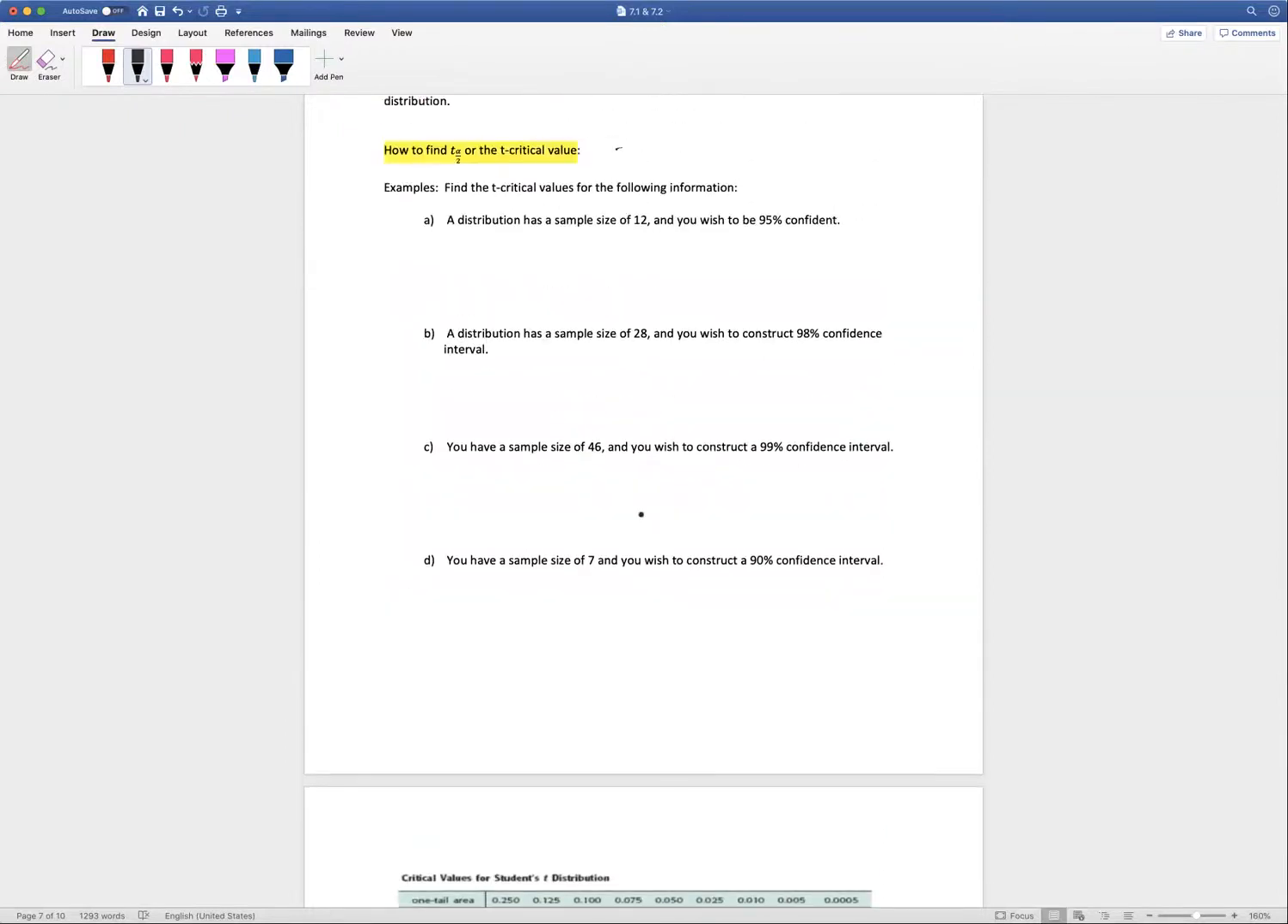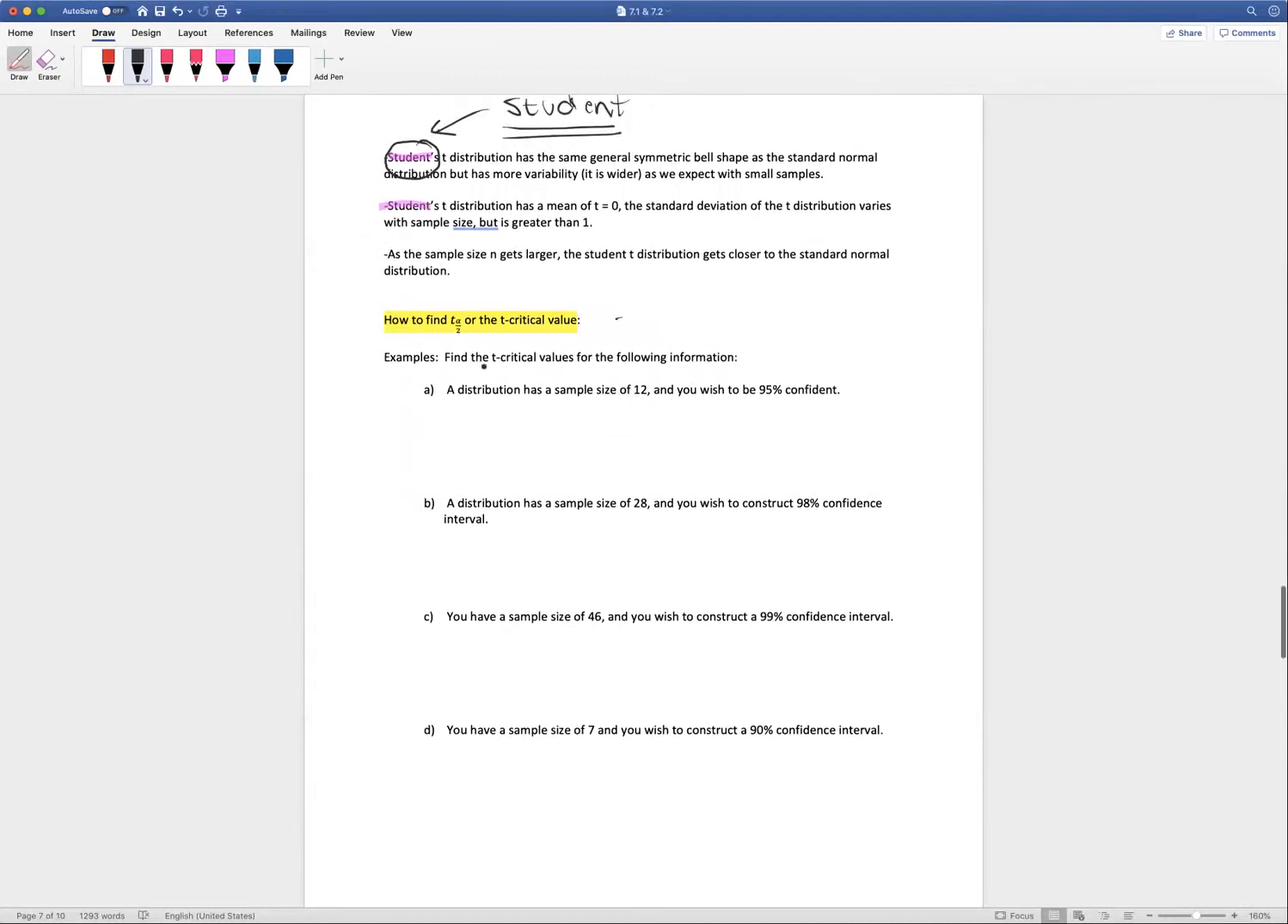I want to make sure that you can figure out how to find the T alpha over 2. The Z alpha over 2 is fixed. T alpha over 2 is not fixed, again, because it depends on sample size. Remember, if we have a small sample, it's going to be fat and wide. As our sample size increases, it's going to approach the standard normal curve. So let's make sure that you can find these critical T values based on this information.